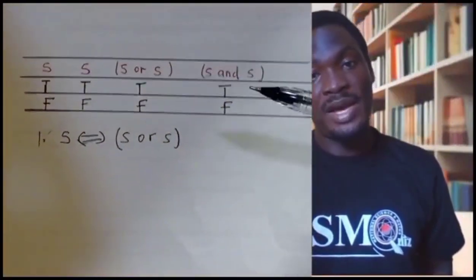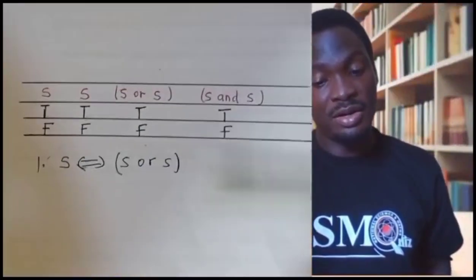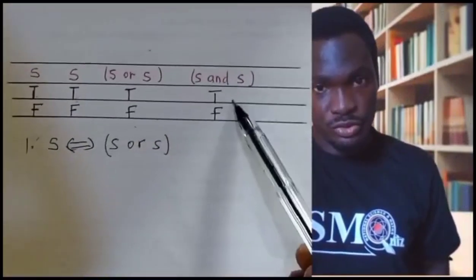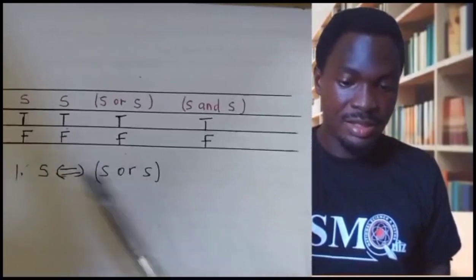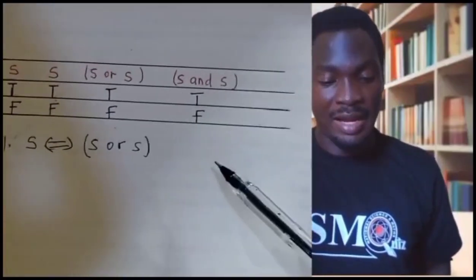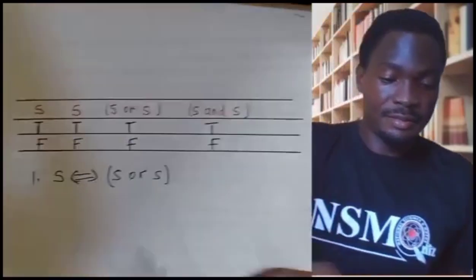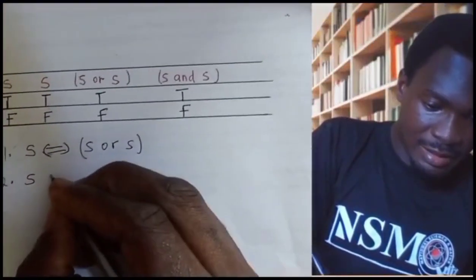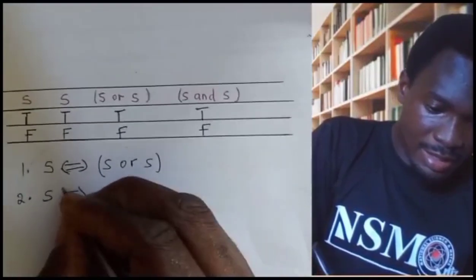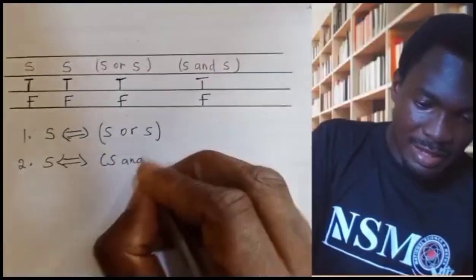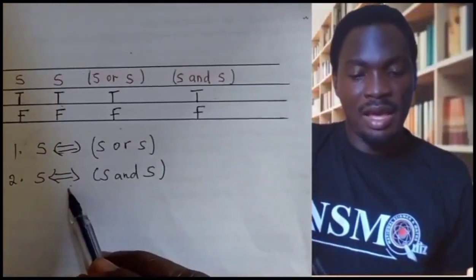Next, we compare the column for S to the column for S and S. We have true, true, false, false. So all the corresponding truth values agree. This means that the statement S and the statement S and S are logically equivalent.